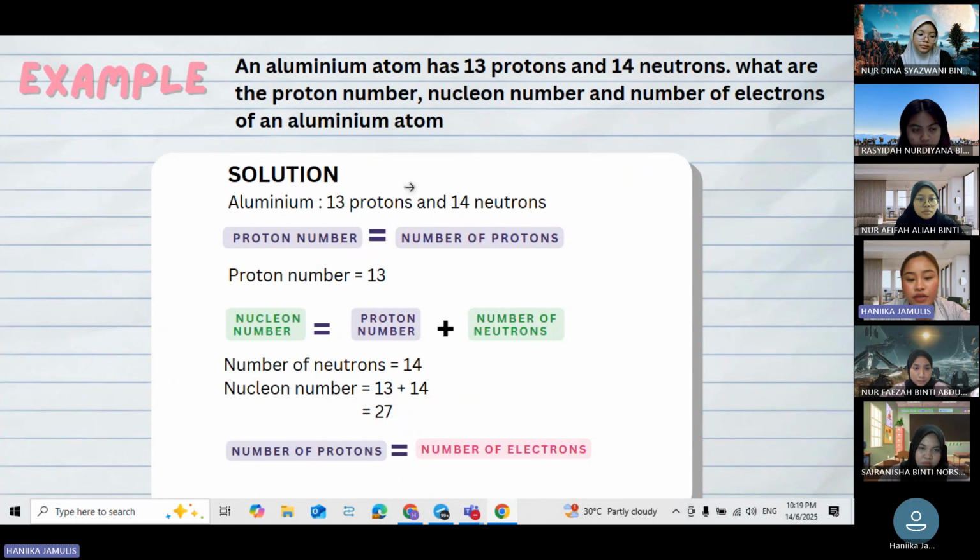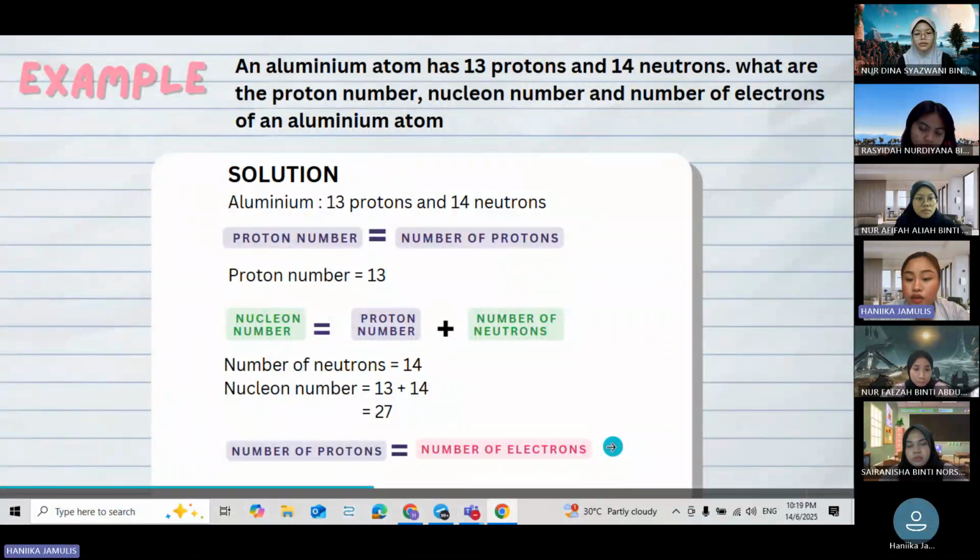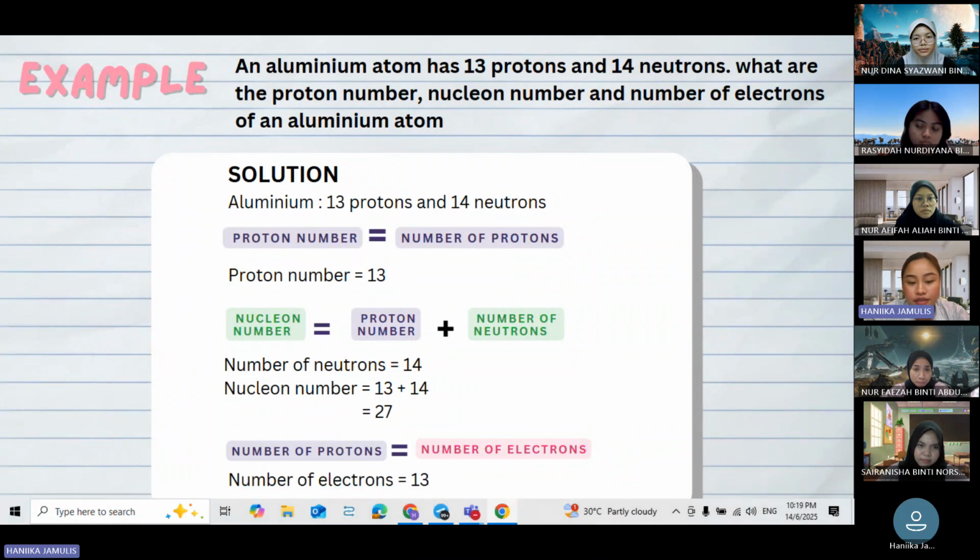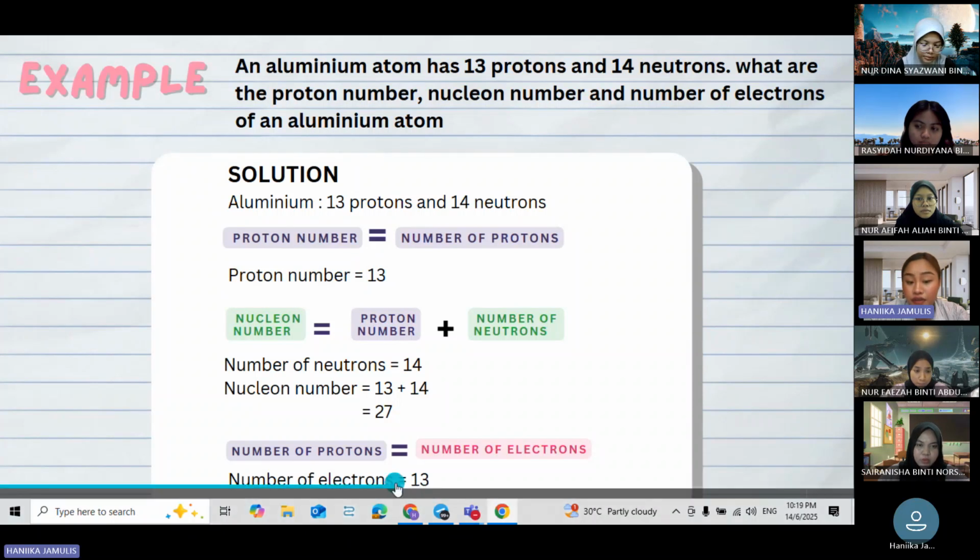Lastly, for the number of electrons, based on this formula, we know that the number of protons is equal to number of electrons. Hence, the number of electrons is 13 because the number of protons of aluminium is 13. Is everyone good?